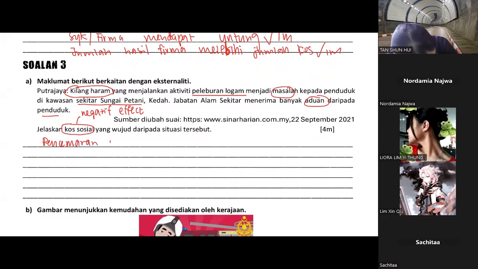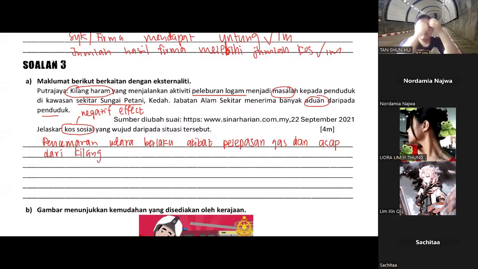Pencemaran udara, okay, berlaku, okay, why? Akibat pelepasan gas dan asap dari kilang. Okay, this is your first. In your marking scheme it is 1 point, okay? Now, and then pencemaran bau, right?